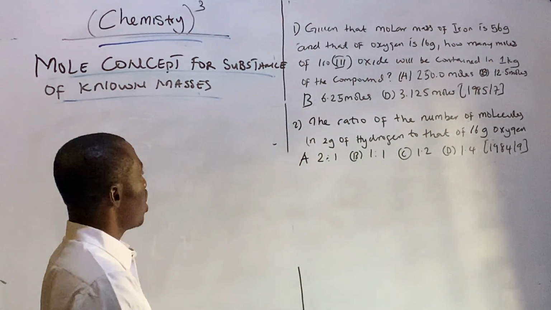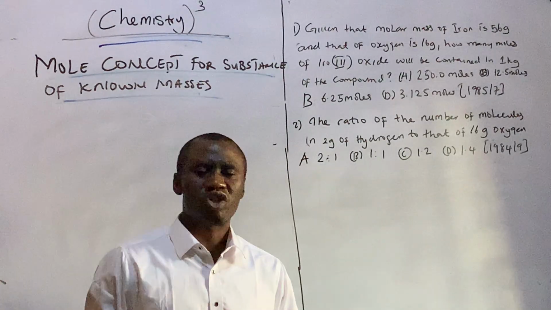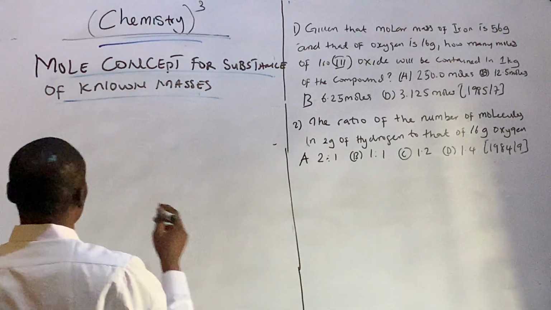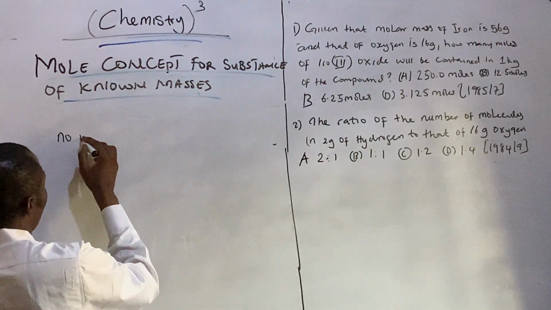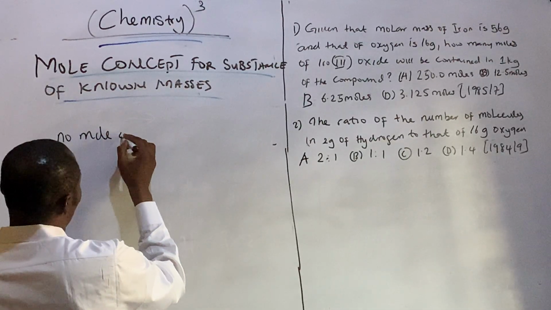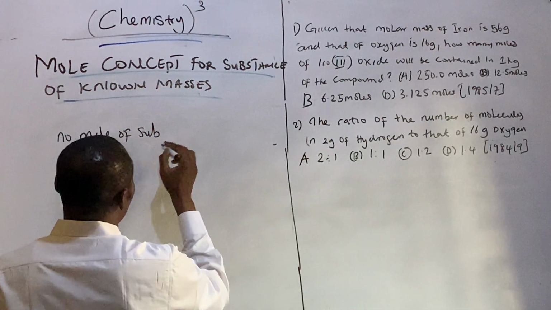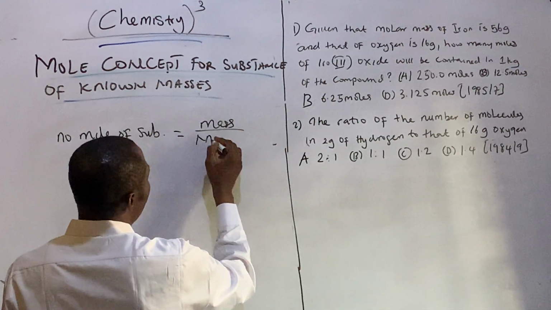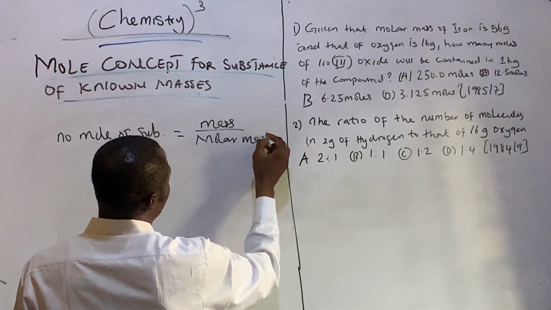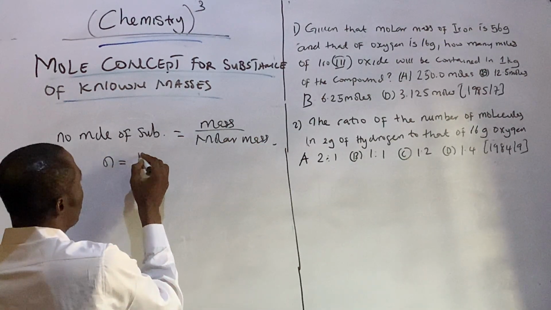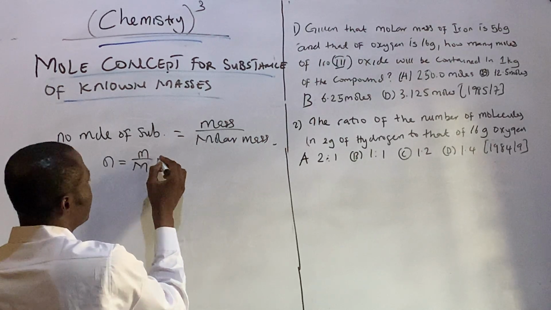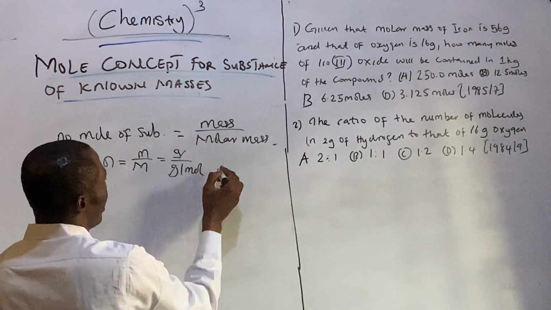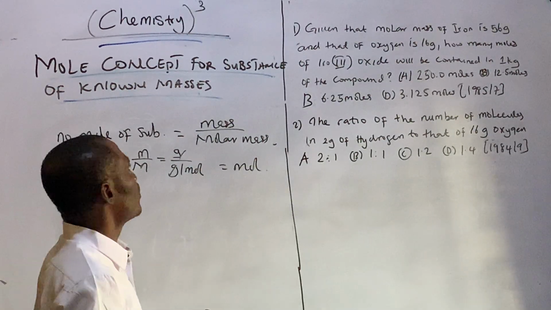We're looking at this question under the mole concept for substance of known masses. Now, what do we have there? You need to recall that for a substance of known masses, the number of mole is equal to the mass of that substance divided by the molar mass of that substance. So the number of mole equals small mass over big mass, where mass is in gram and molar mass is in gram per mole, so that I will have mole. All right. Now we are given that question.